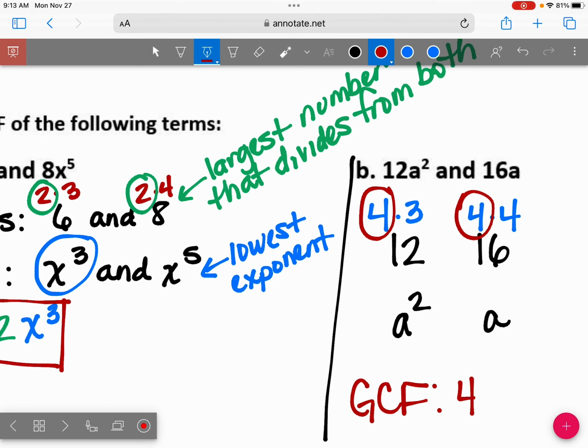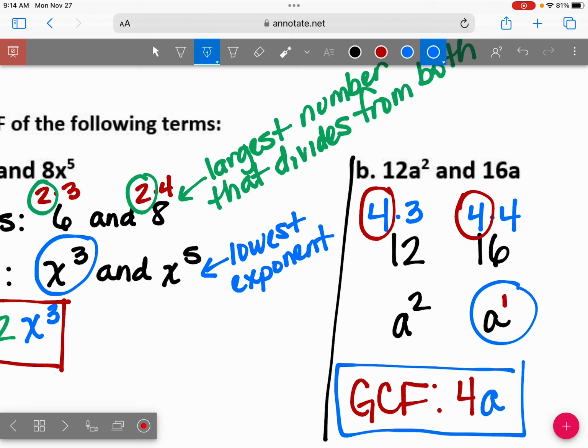And then I have to go with my lowest exponent. So I have a squared and I have a to the first. Which one is lower? a to the first. So that's what I'm going to put in my GCF. a to the first. So that would be my GCF. My GCF would be 4a.